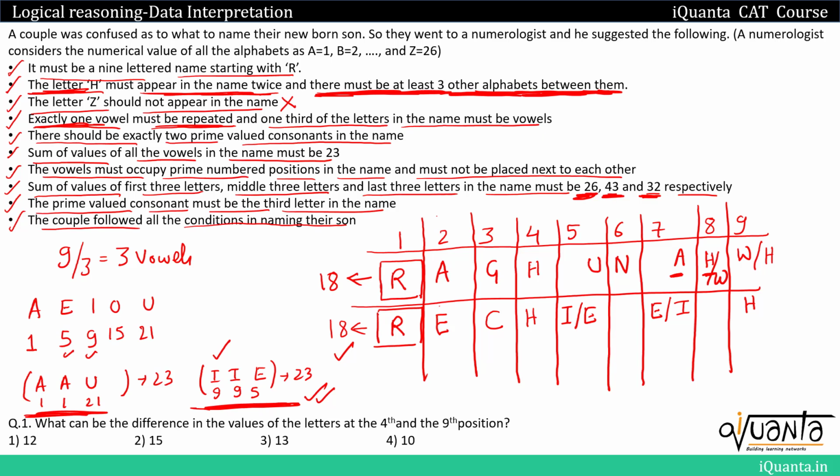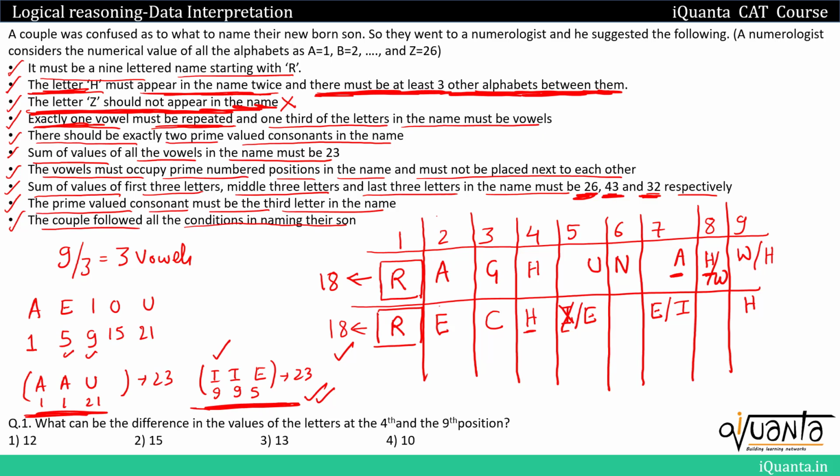Similarly, let us use the same conditions to find out letters at 4, 5, 6 positions, because they are the middle values. So they must have sum equal to 43. So if I take H and I first, H has value 8, I has value 9. So 9 plus 8 means 17. To make the sum 43, we need 26 more. So which is the alphabet having value 26? It is Z. But we were clearly given in the third clue that letter Z should not appear in the name X. So that means we cannot have I at 5th position.